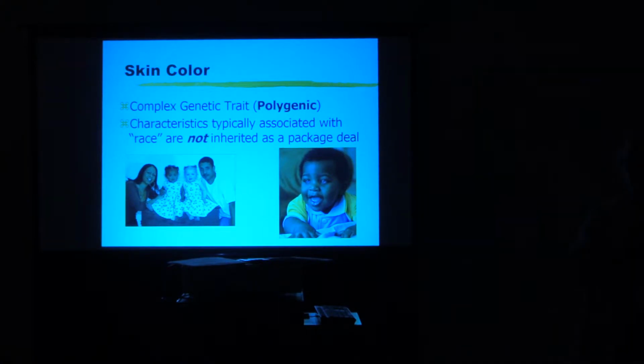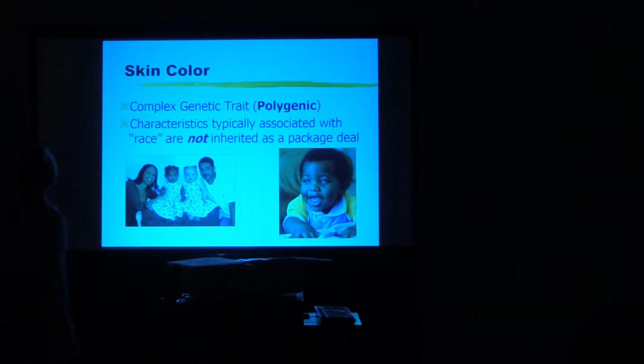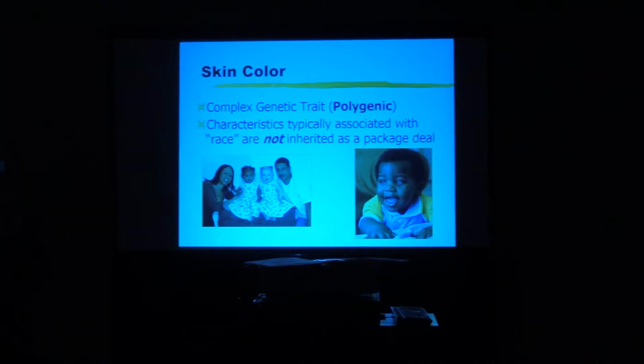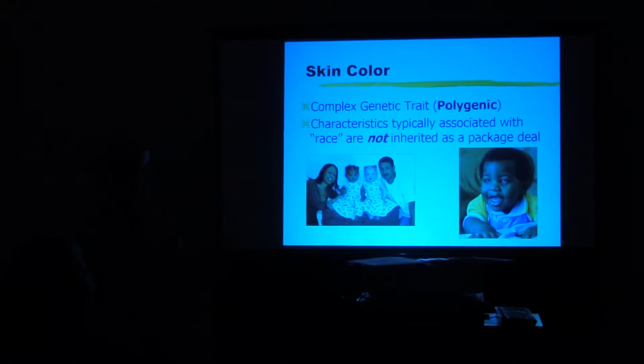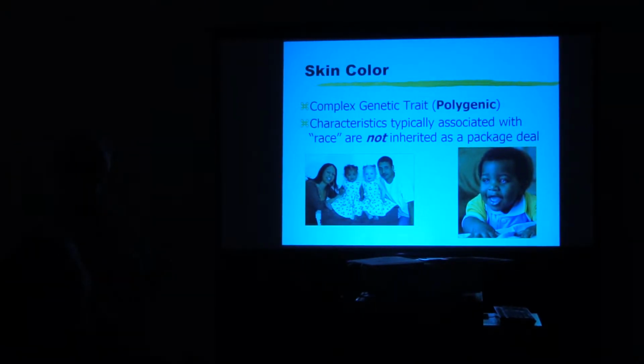Number one, geneticists and biologists would refer to it as a polygenic trait. So poly means what? Many. Many genes. All right, we don't even know for sure how many different genes, but many genes interact to basically tell your body genetically what your skin color is going to be.